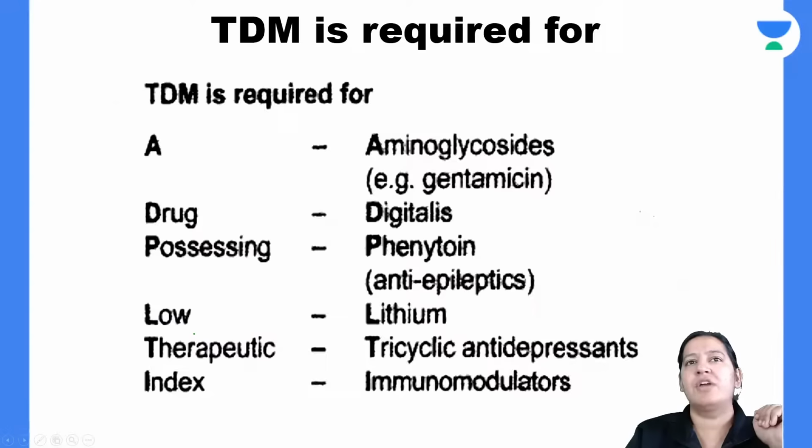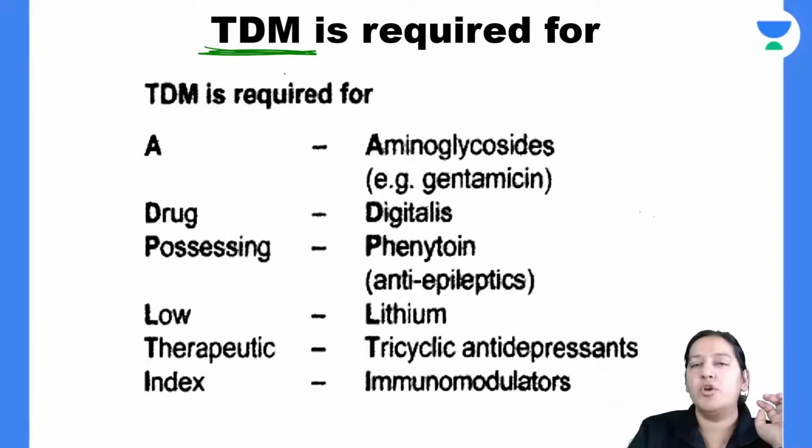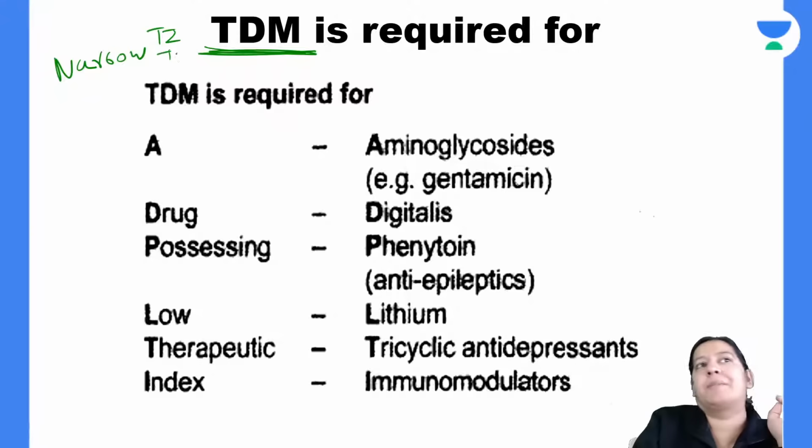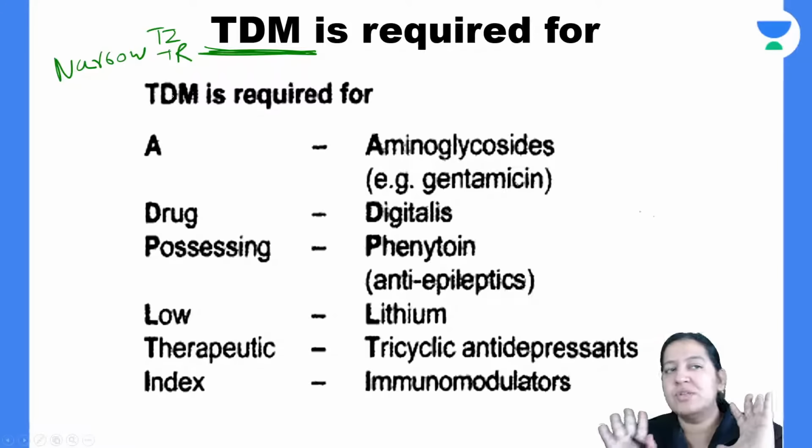Now, tell me the list of the drugs which require therapeutic drug monitoring. What do you mean by therapeutic drug monitoring? These are dangerous drugs. They have a very narrow or low therapeutic index and therapeutic range also. So these are dangerous drugs.